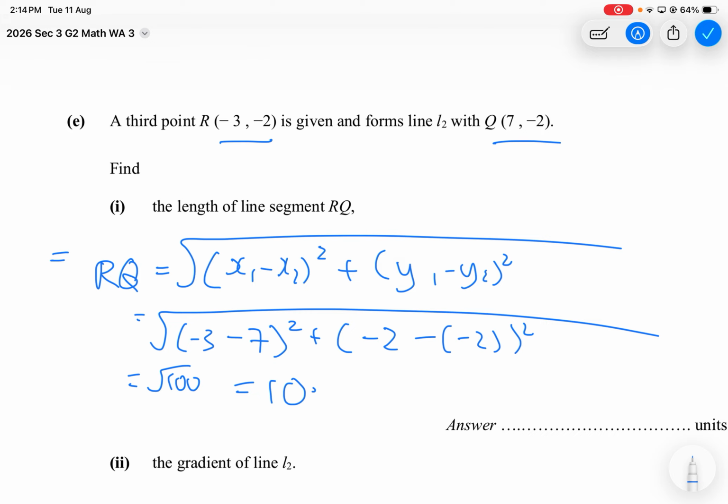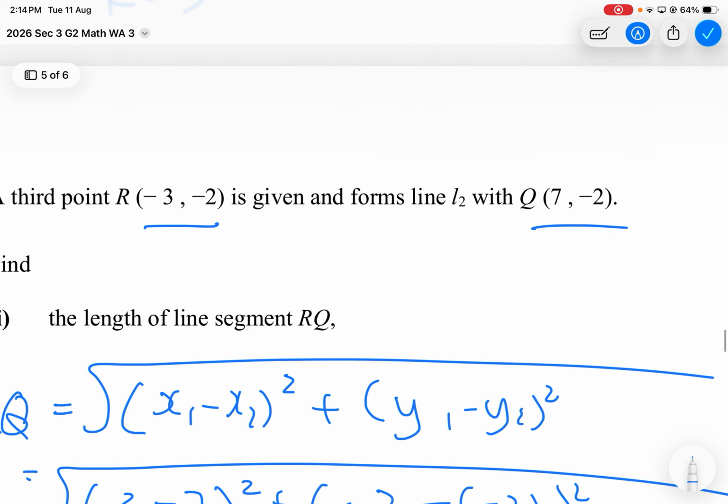But there is a shortcut. Yeah, just 3 minus 3. 7 minus -3. 10. Because both of them got the same y coordinate. So on the graph paper, one is here, one is here. Horizontal. So I want the distance just 7 plus 3. Or 7 minus -3. Okay?